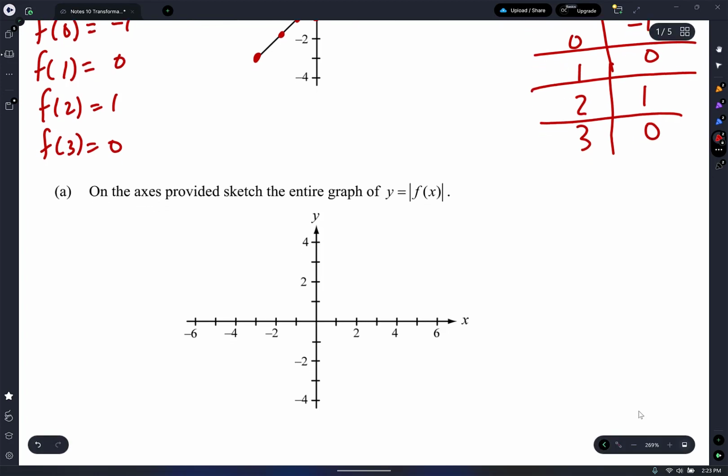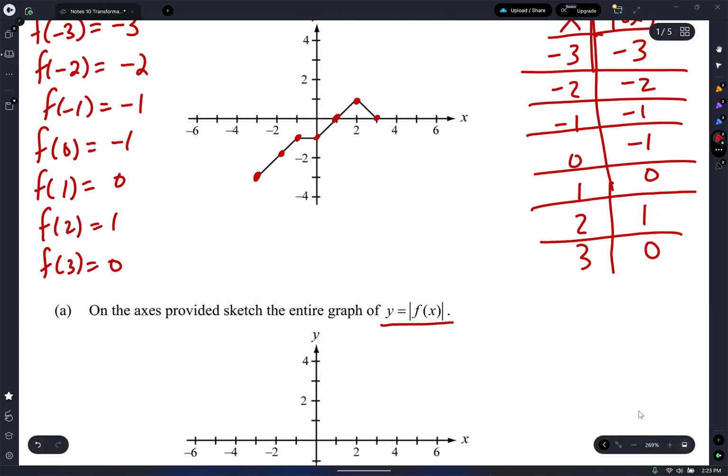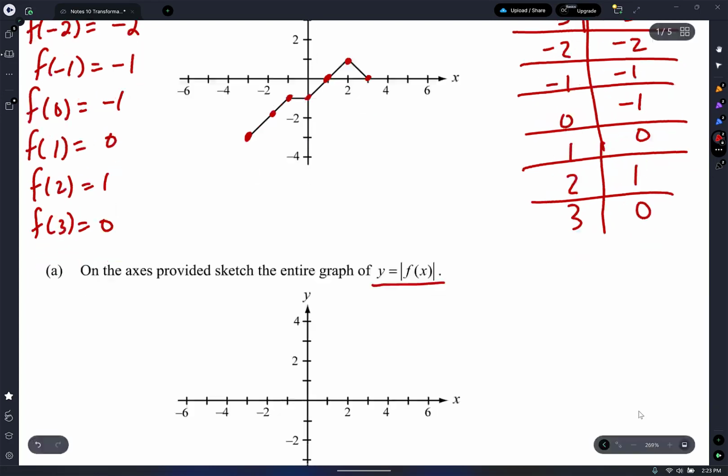It says on the axis provided, sketch the entire graph of y equals absolute value of f of x. So hopefully you know that with y equals absolute value of f of x, whatever is below the x-axis is going to get deleted. Anything that's below the x-axis is just going to reflect above the x-axis, or mirror. Does that make sense?